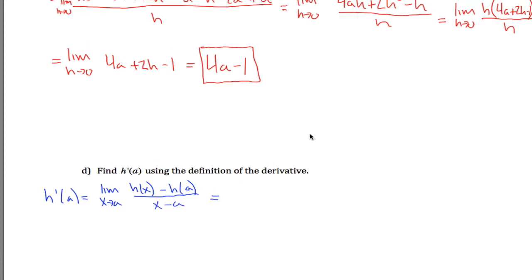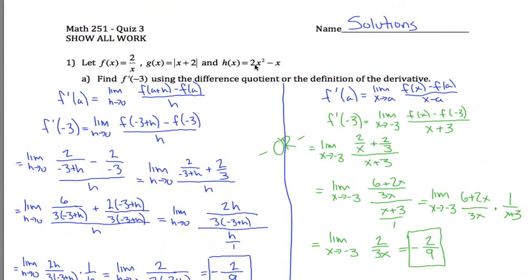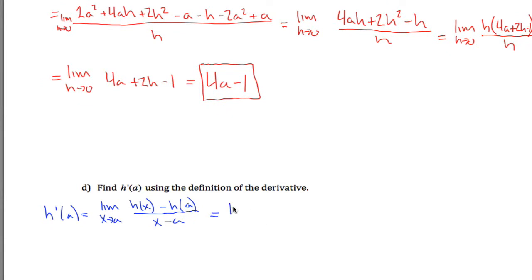Well, h of x, I know what that is. It is 2x squared minus x. So I can just write, this is the limit as x approaches a of 2x squared minus x, minus h of a. Well, this is h of x, so h of a is just like this, except change all the x's into a's. 2a squared minus a. And divide that by x minus a.